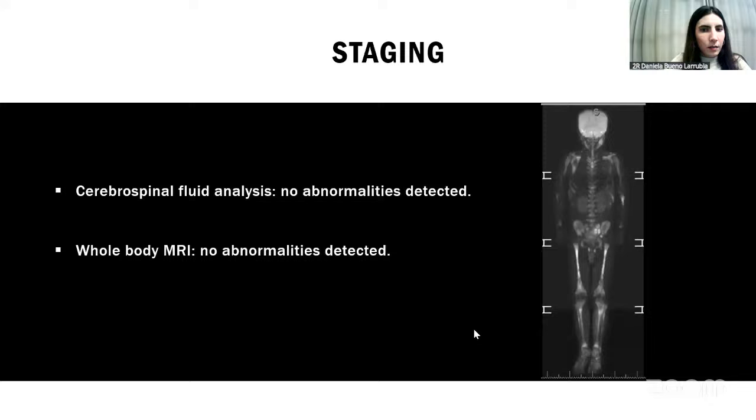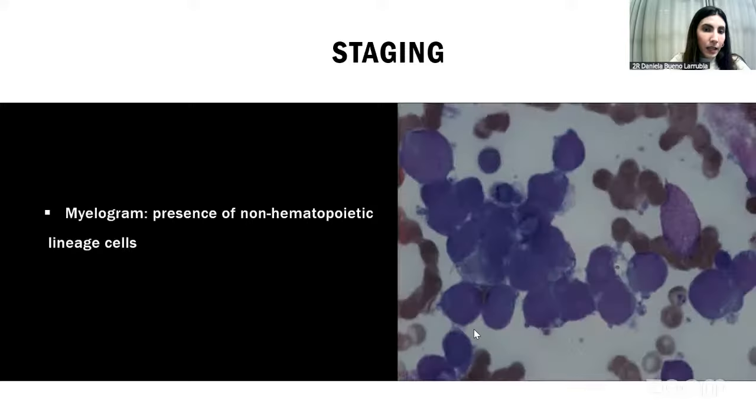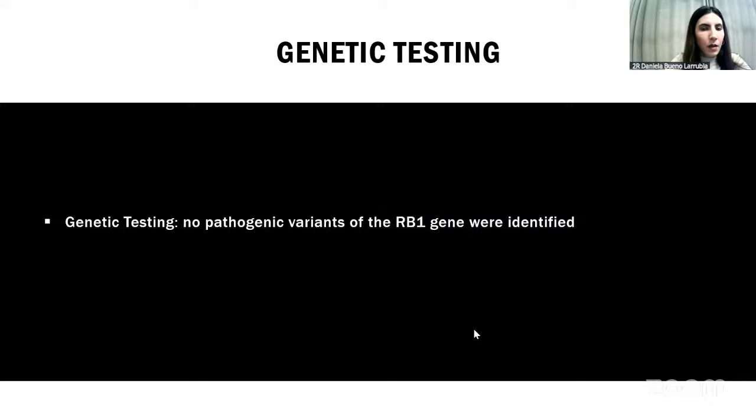As part of the conduct, we requested exams for staging of the tumor. The whole body MRI and the cerebrospinal fluid showed no abnormalities. The myelogram showed presence of non-hematopoietic lineage cells, and the picture shows the infiltration of the tumor cells in the bone marrow. The blue small cells are the retinoblastoma, and the other cells are the hematopoietic ones. We also performed a genetic test, and no pathogenic variants of the RB1 gene were identified.